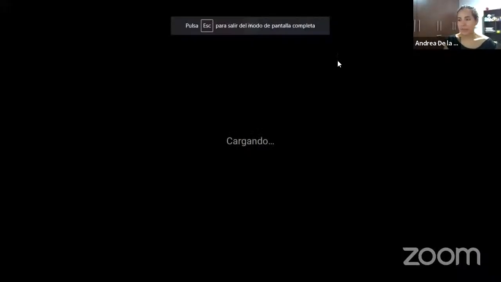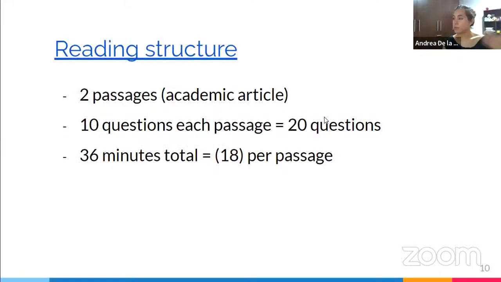As you probably guess, the reading section is about reading a text and then answering questions about the text. All of the questions are multiple choice, which means that you get 4, 5, or 6 answer choices, and you need to choose the one that you think is correct. In the reading section, you will have 2 passages, 2 articles, 2 texts to read, and each text will contain 10 questions about it. So 2 passages of 10 questions each means that you'll get a total of 20 questions.